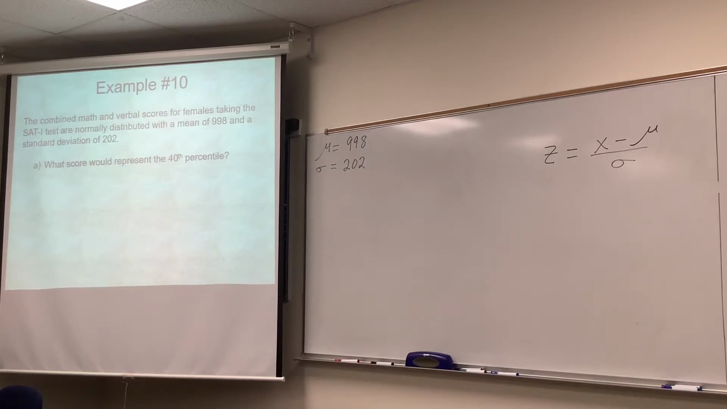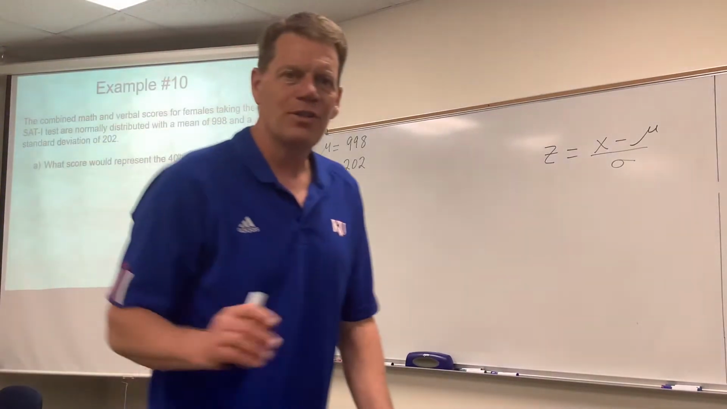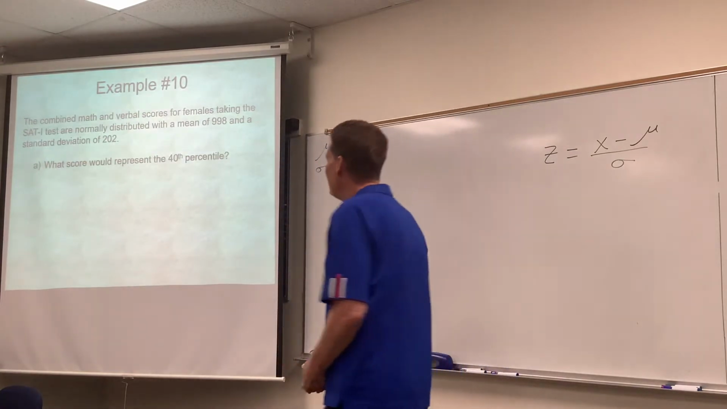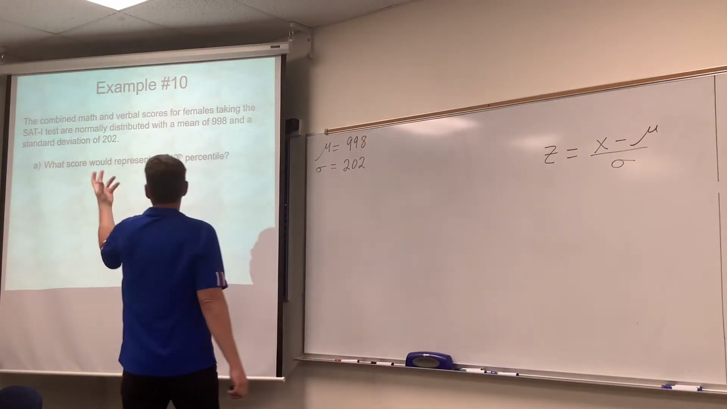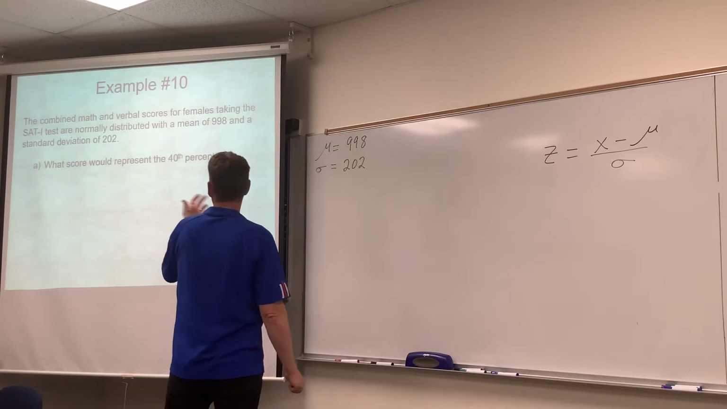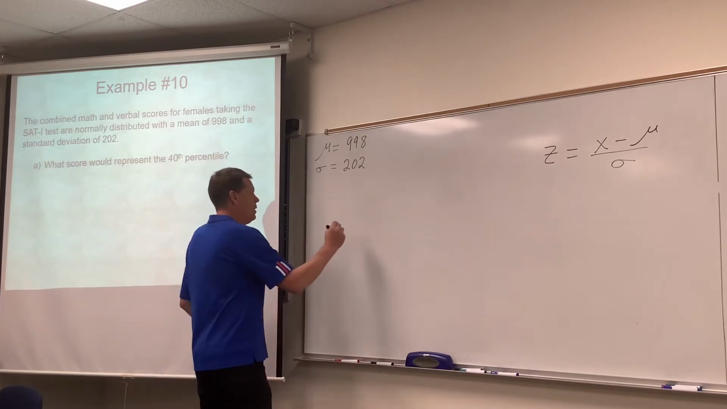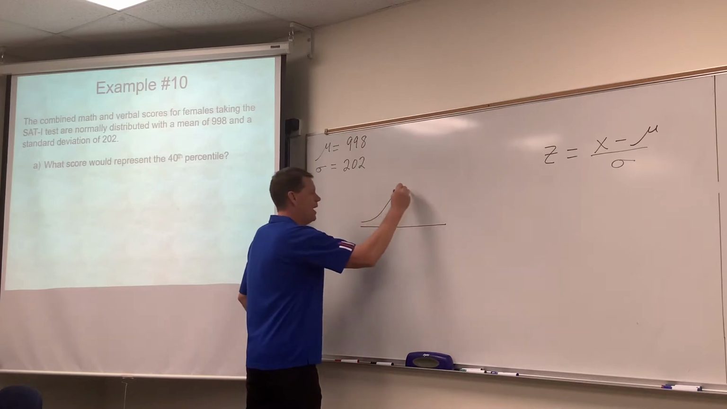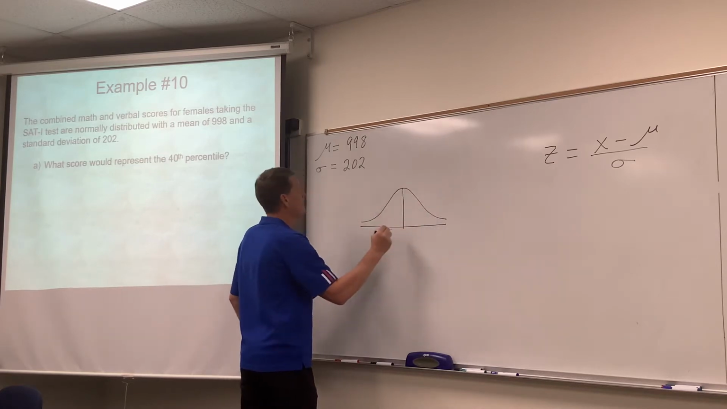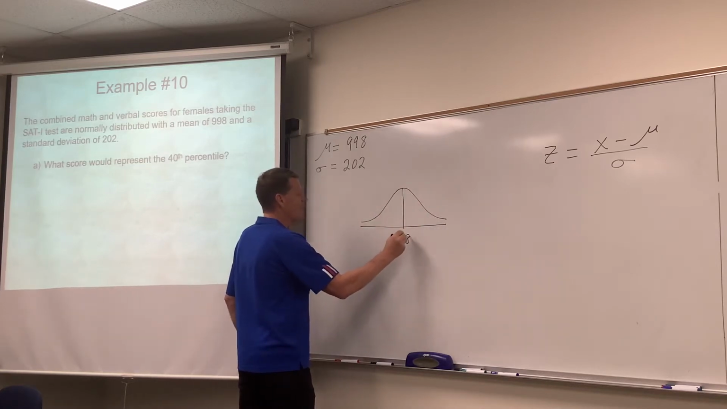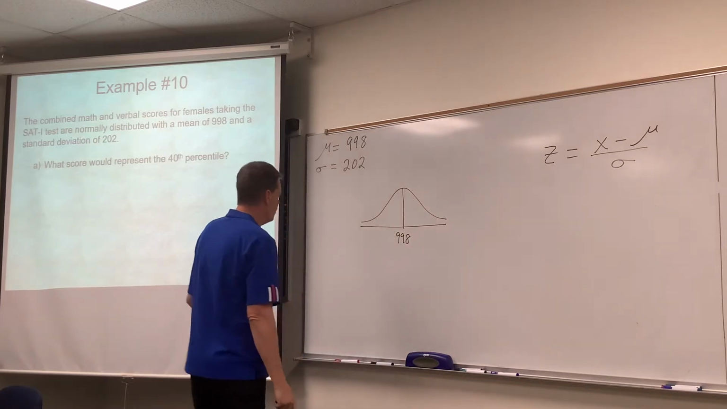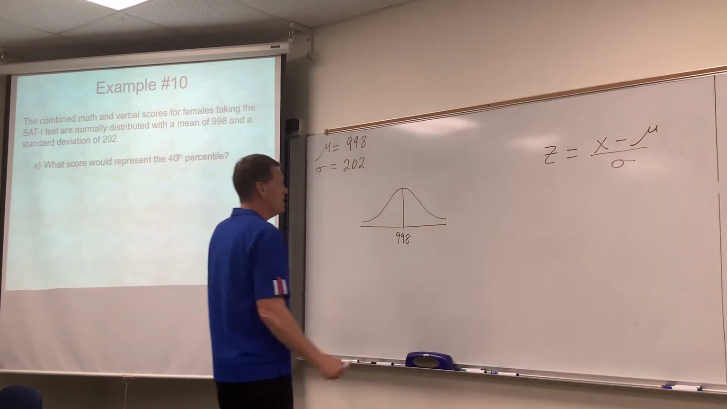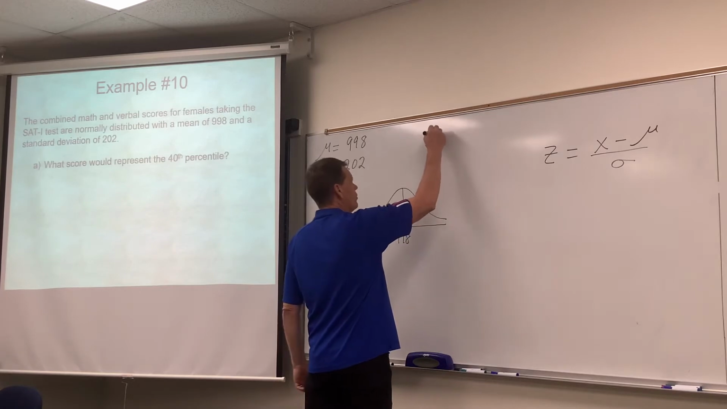All right, fellow statisticians, so we're doing normal distributions, example 10, part A. We are told that the SAT is normally distributed. This is for females, for the record, but the SAT test scores are normally distributed, all right? And we're told that the mean is 998 and the standard deviation is 202. And the question in part A is basically, what would be the 40th percentile?